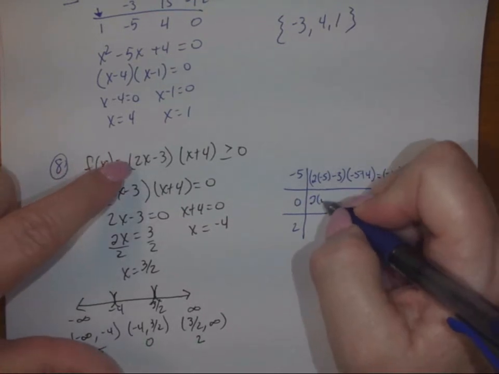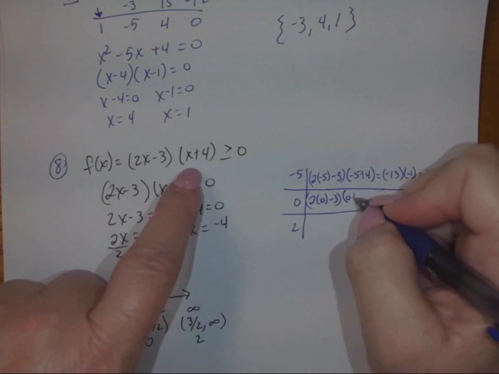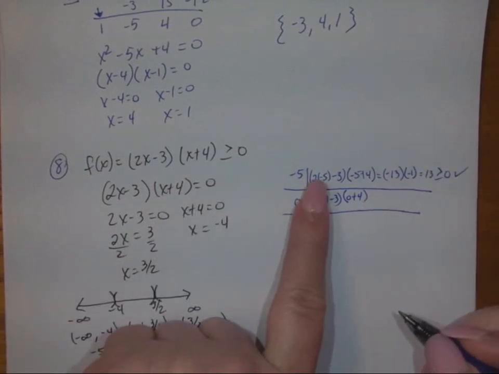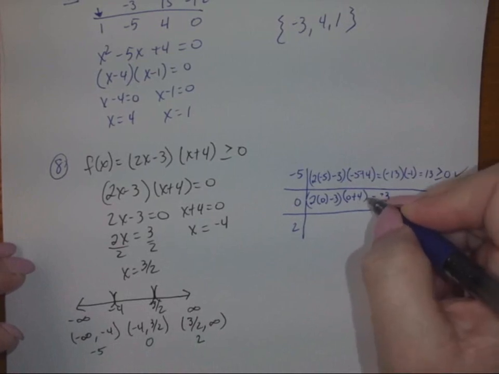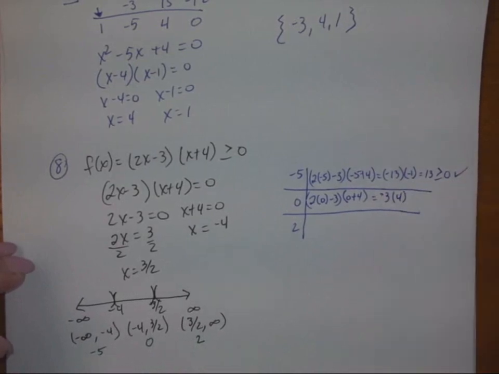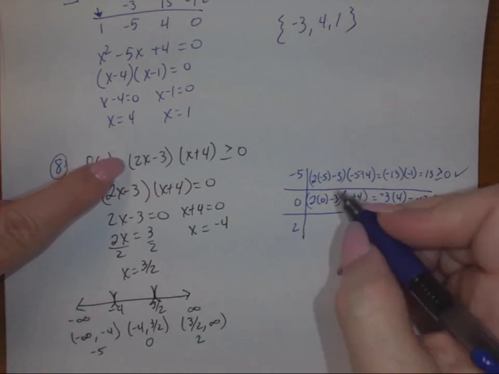So let's plug in 0. We have 2 times 0 minus 3, times 0 plus 4. Well, 2 times 0 is 0, so we end up with negative 3. 0 plus 4 is 4. So negative 3 times 4 gets us negative 12. Is that greater than or equal to 0? No, it is not.